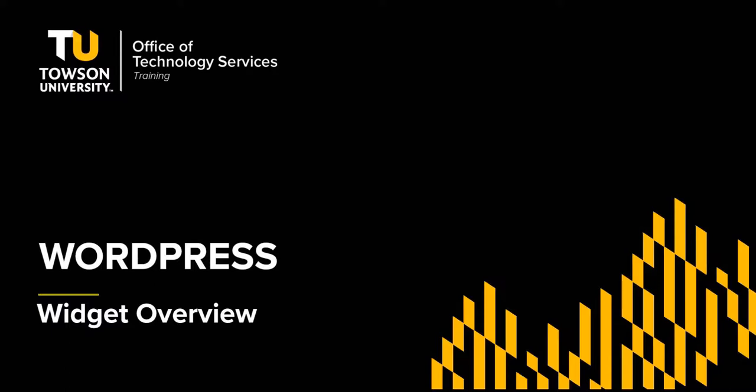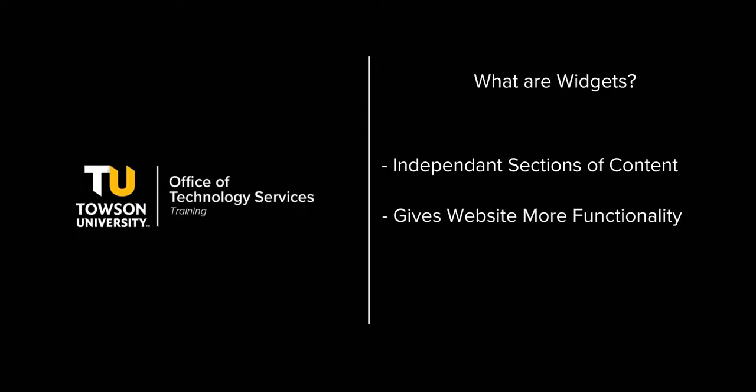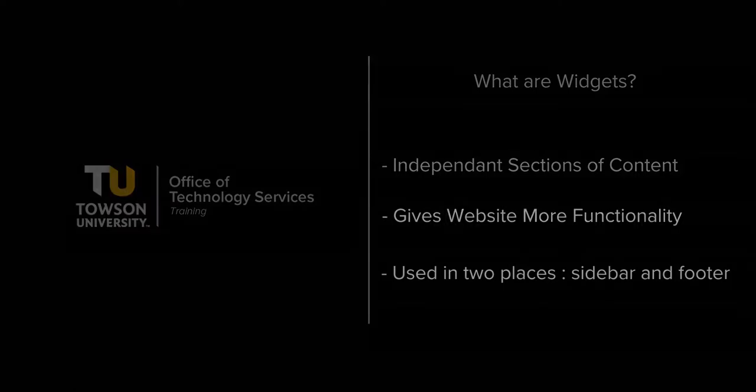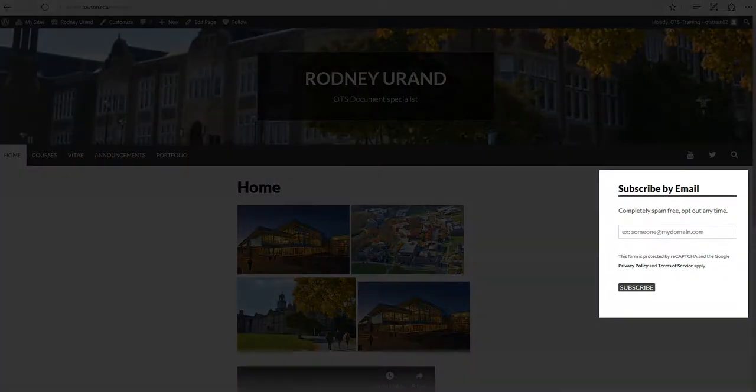In this video, I'm going to show you how to utilize widgets in WordPress. So, what are widgets? Widgets are independent sections of content that give your website more functionality. Widgets can be utilized in two areas of the default TU faculty staff theme, the sidebar and the footer. By default, every faculty and staff member has two widgets activated on their site, subscribe by email and contact.